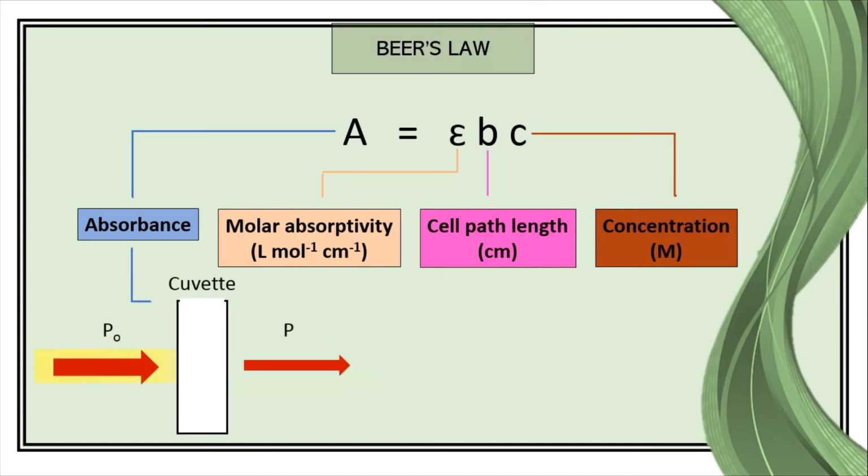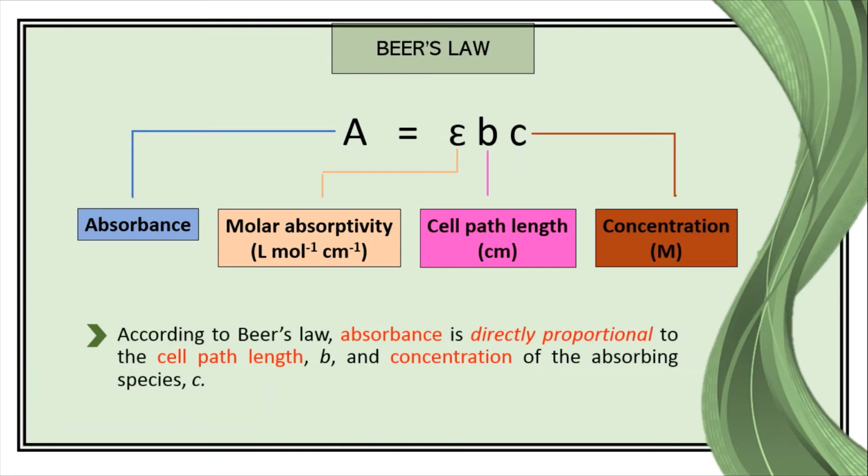Absorbance is measured by comparing the intensity of the beam of light as it enters the sample cell and the intensity as it leaves the sample and strikes the detector, which are P0 and P respectively. According to Beer's law, absorbance is directly proportional to the cell path length, or B, and the concentration of the absorbing species, or C.